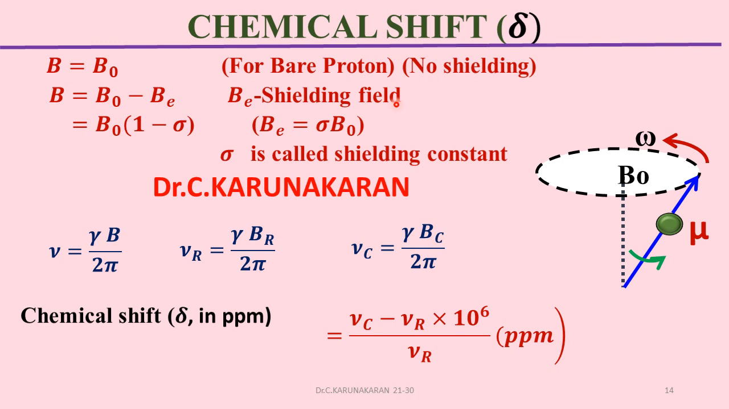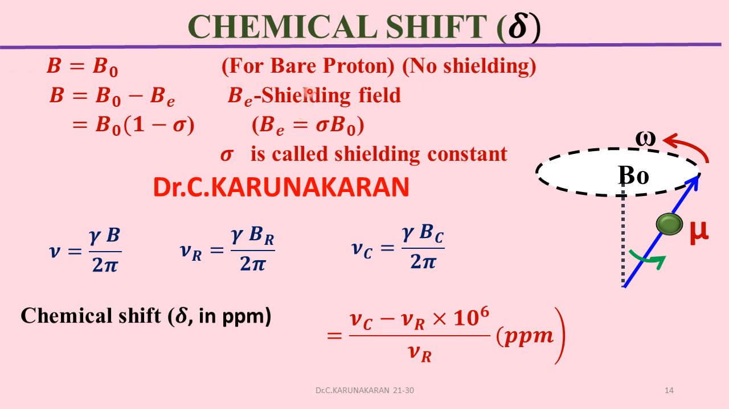As I said in the previous slide, what is chemical shift? It is represented by delta. We'll see now, if you consider a bare proton, there will be no shielding by electrons. There will be no shielding by other nuclei. Therefore, the magnetic field felt by the bare proton is equal to B naught.